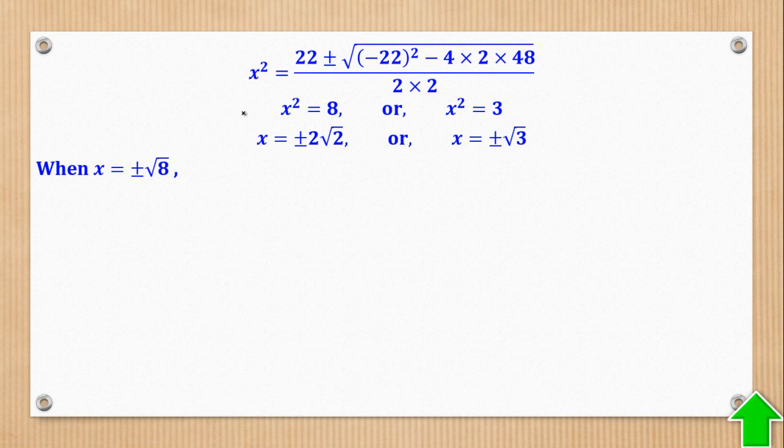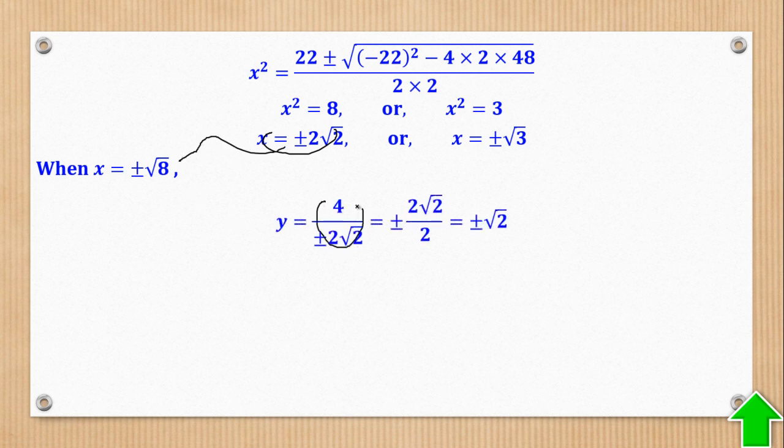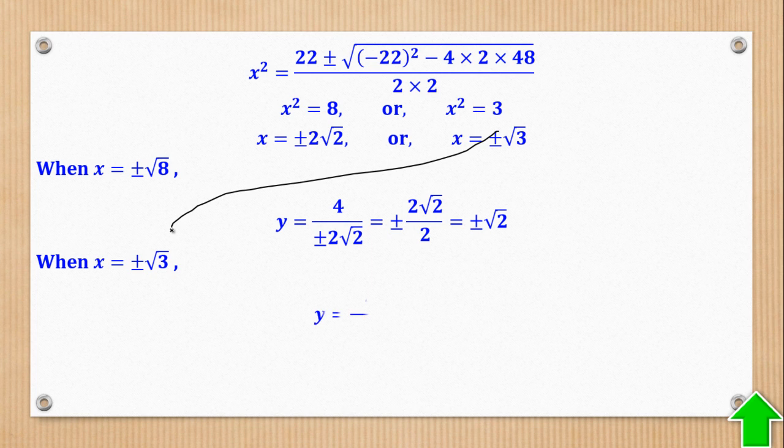Then I'll get the corresponding value of y. When x is this, or this is the same as root 8, I'll come up with this, which is this. Then when x is this, I'll come up with that. So that's how they wanted you to solve simultaneously. Solving simultaneously means you get values of x and also values of y, which satisfy both equations at a certain point.